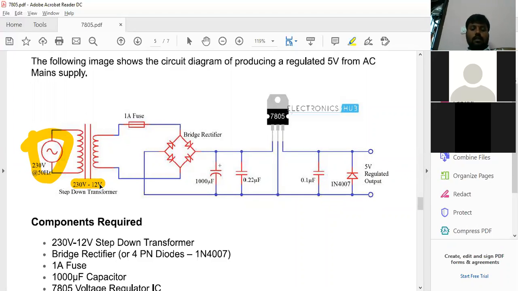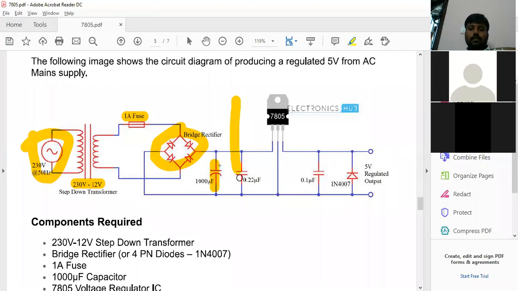A 12 volts transformer, and then a fuse is used for protection purpose. Then I am using a bridge rectifier to rectify the AC to get the pulsating DC, and using a capacitor filter to get the pure DC.